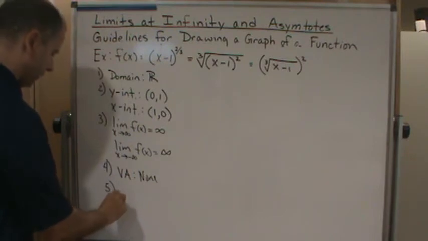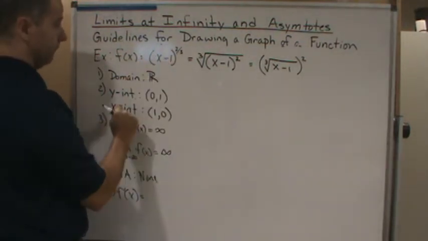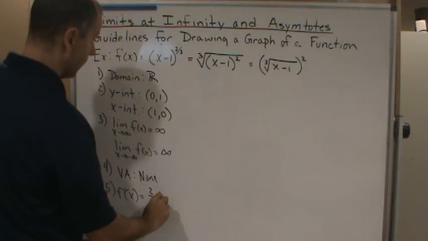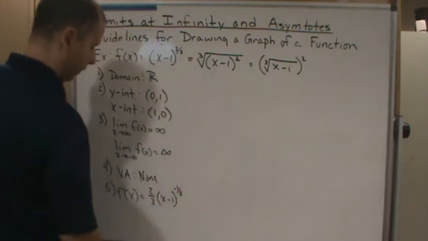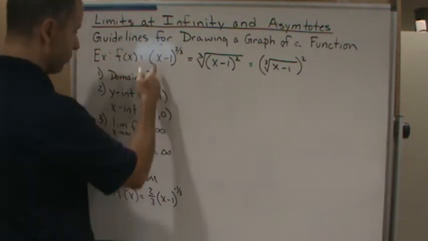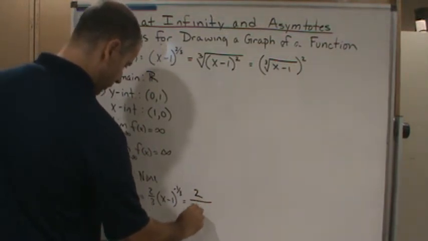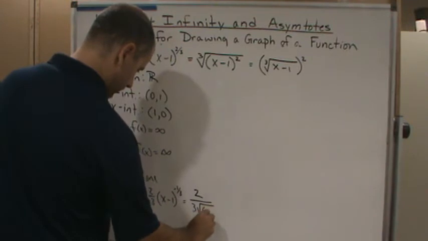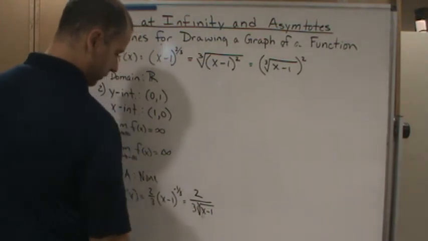Now, step five is the first derivative. Again, I'm just going to use the chain rule. So the first derivative is 2/3 times x minus 1 to the negative 1/3 power, times the derivative of the inside, which is just 1. So this is going to equal 2 divided by 3 times the cube root of x minus 1.